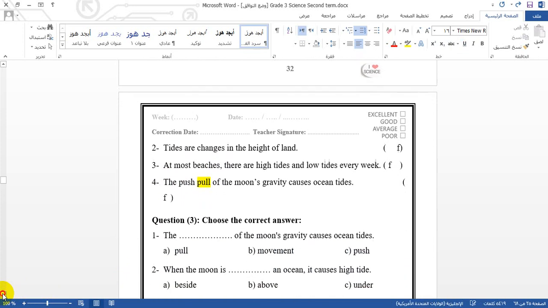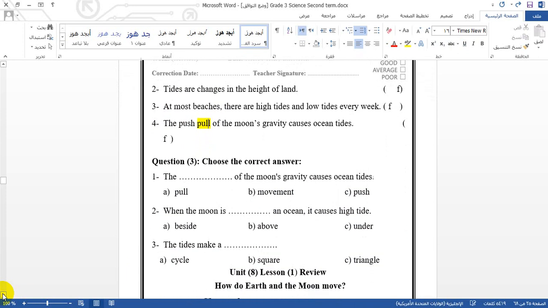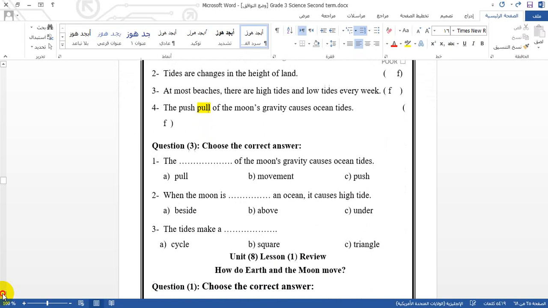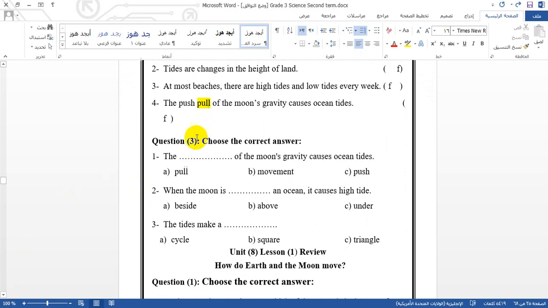Question number 3. We are in page 32, by the way. So choose the correct answer here. 1. The of the moon's gravity causes ocean tides. Pull, movement, or push. Okay, which one is correct? Sure, this one. The correct answer is the pull.